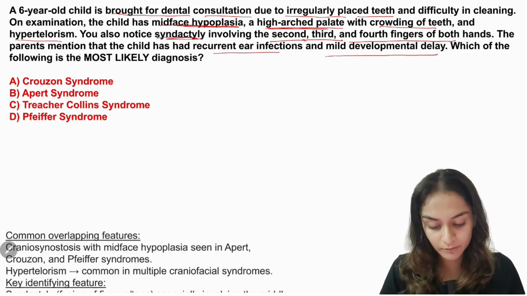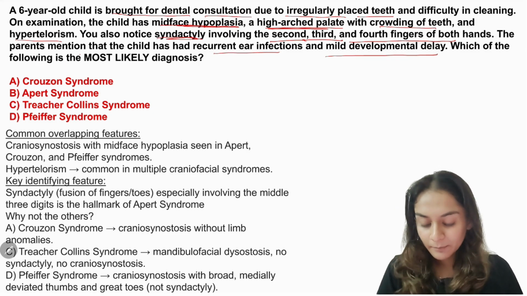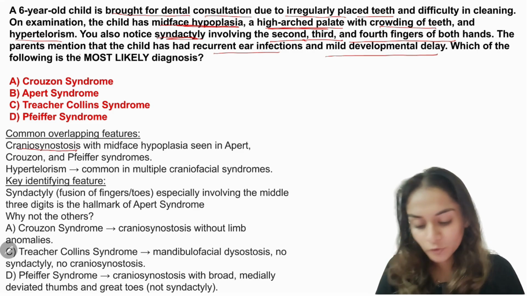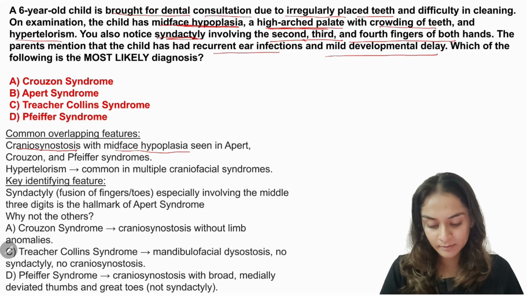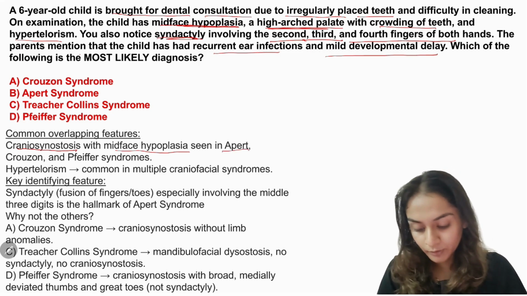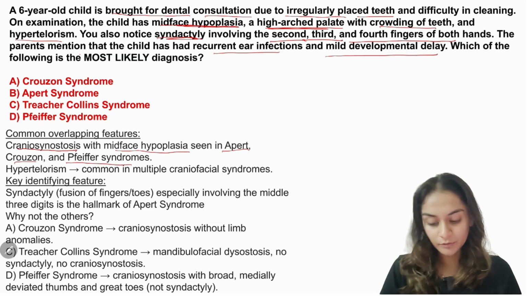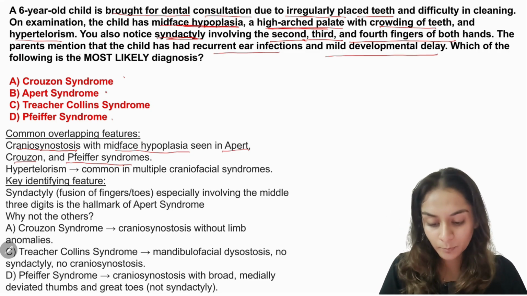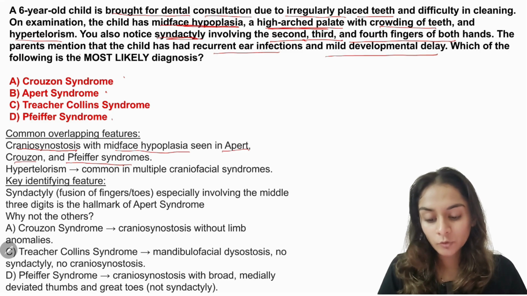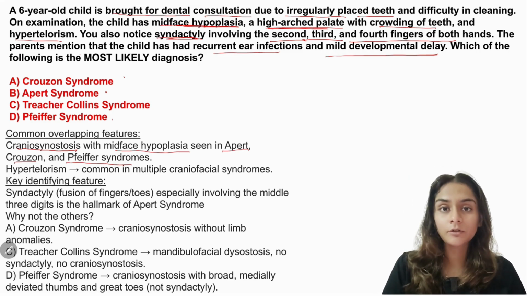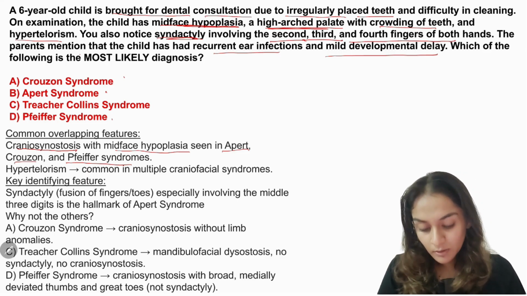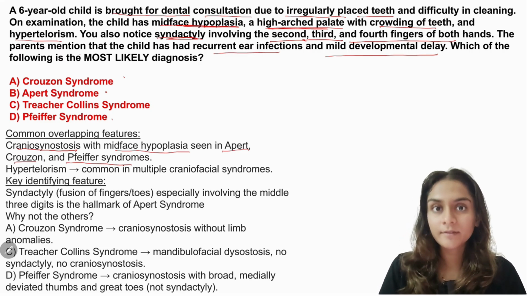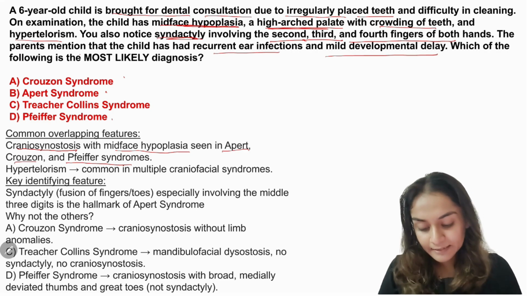Why? I'll explain to you. See, the common overlapping feature with other syndromes is craniosynostosis with mid-face hypoplasia. That is seen in your Apert, Crouzon and Pfeiffer syndromes. So all these 3 syndromes will have mid-face hypoplasia, as it has been mentioned. So by elimination, Treacher-Collins syndrome has been eliminated. Now hypertelorism is also common in all of these craniofacial syndromes. So what are the key identifying features?